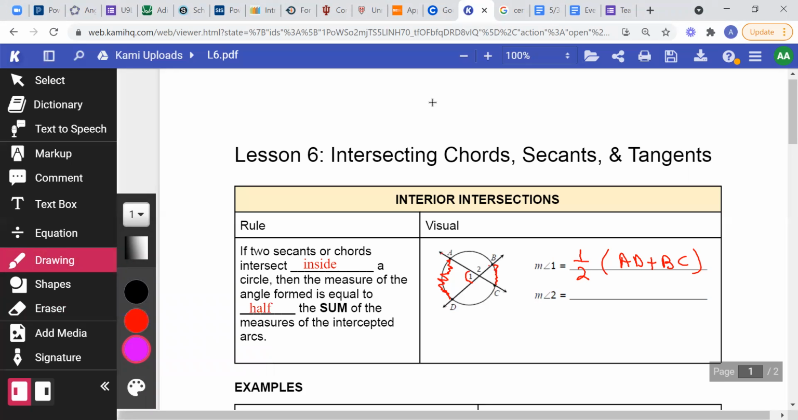And then the other angle 2 is definitely also going to be half of the sum of this arc and the arc behind it. These are the two arcs that the two lines intersect. So if you're looking for this angle, it's definitely going to be half of AB plus DC.